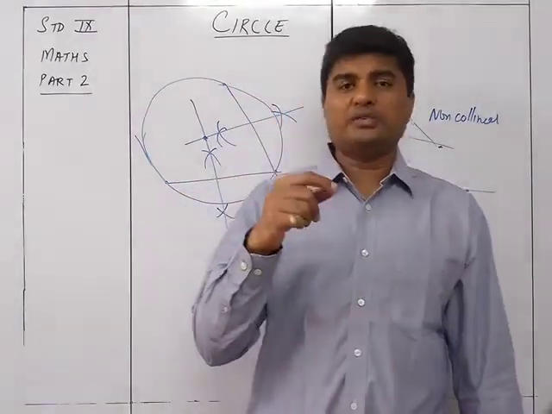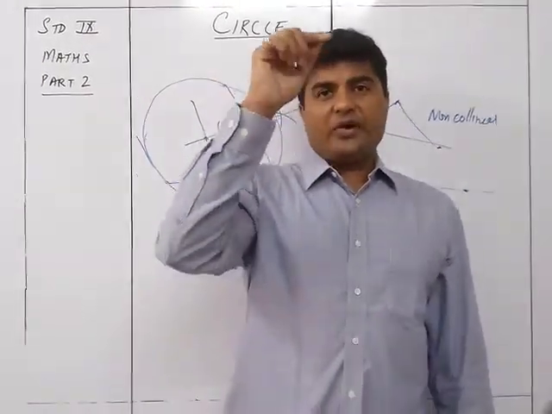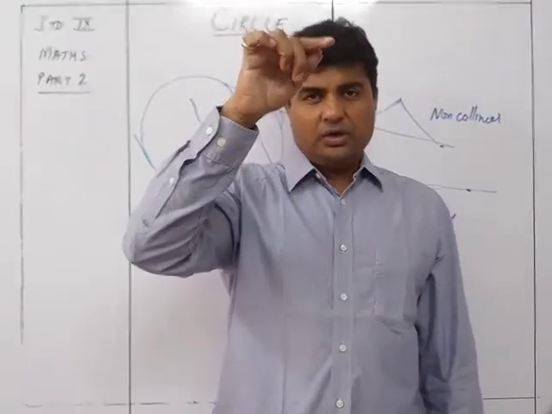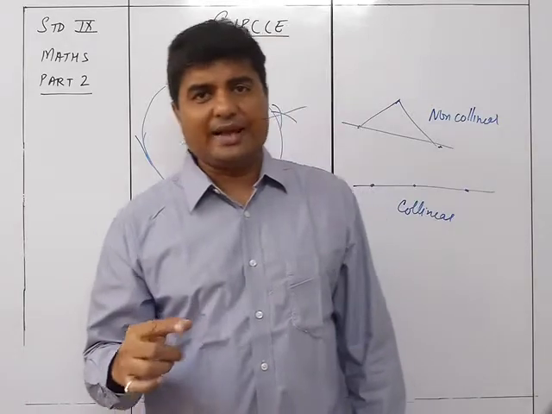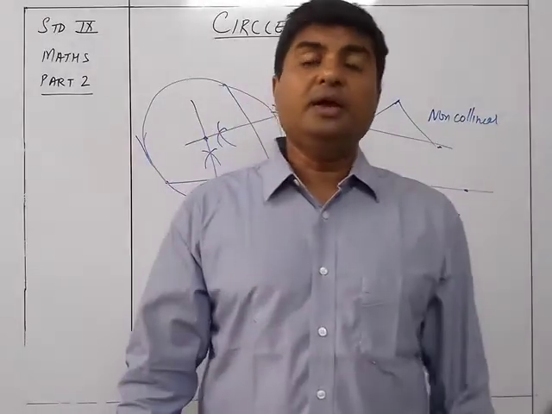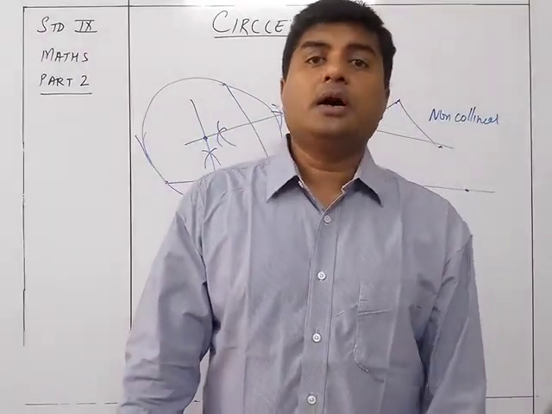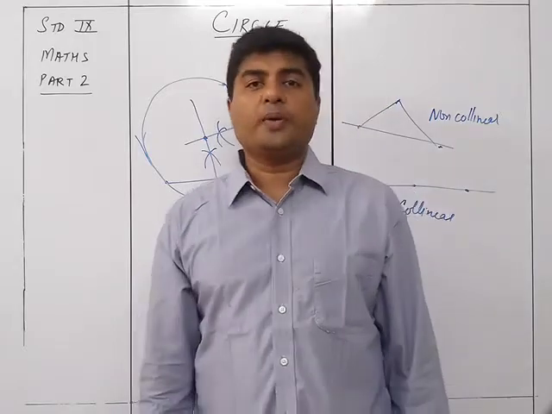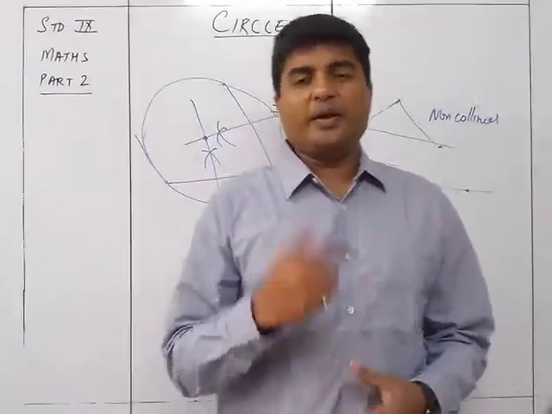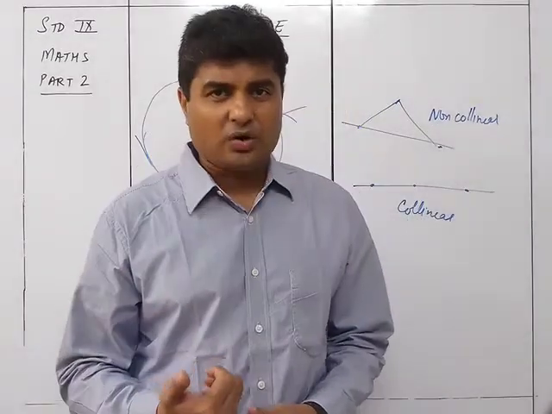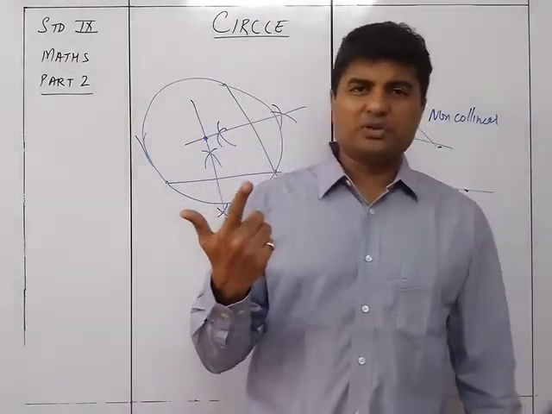The first theorem was that the straight line joining the center of the circle to the midpoint of the chord, that is the bisector of the chord, is going to be perpendicular to it. So that is the first thing. The converse of that will be: the perpendicular drawn from the center to the chord bisects the chord. That is the second, or the converse of the theorem.